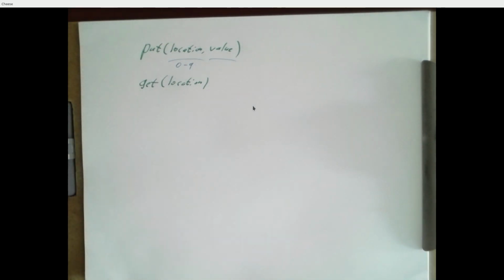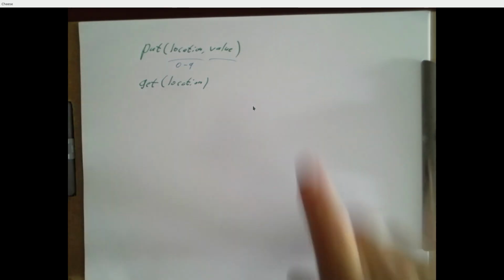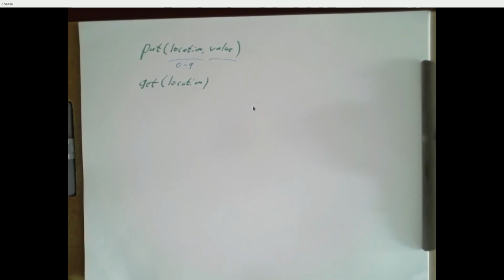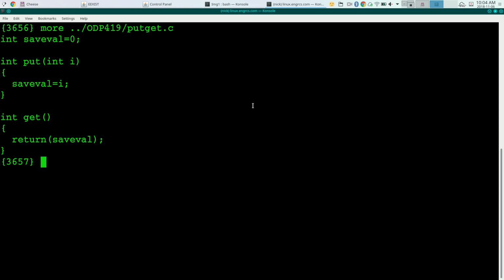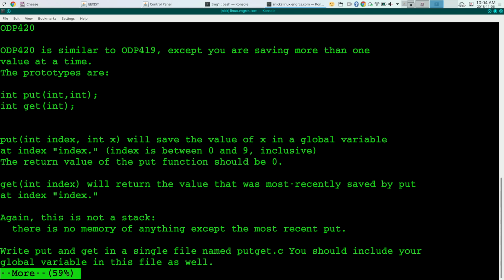So instead of a global variable, you're going to have a global array that can hold 10 integers. Just take your value, store it in that location in the array, and then your get function just reads that element from the array and returns it. So it's a very small modification to what you probably did for 419, but have an array so you can store 10 different values. I think that's all this basically says.